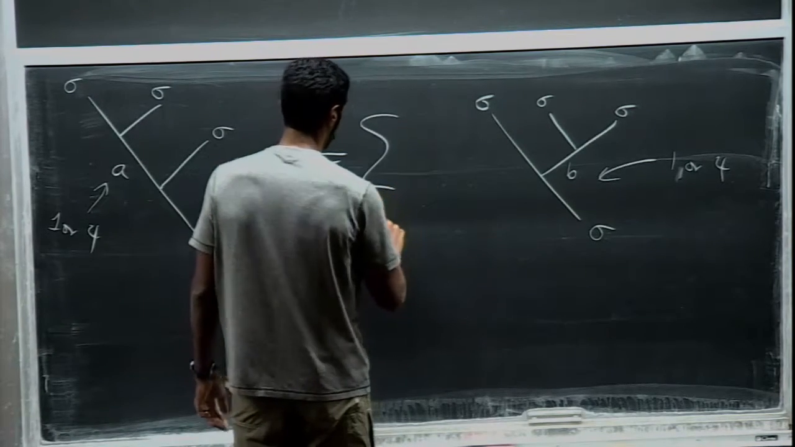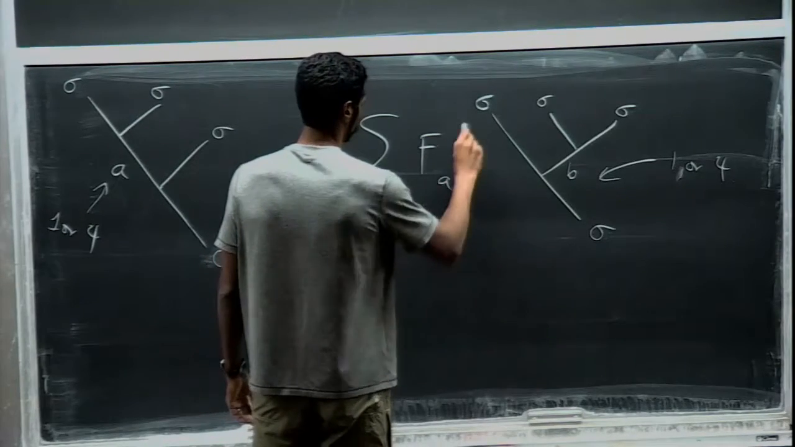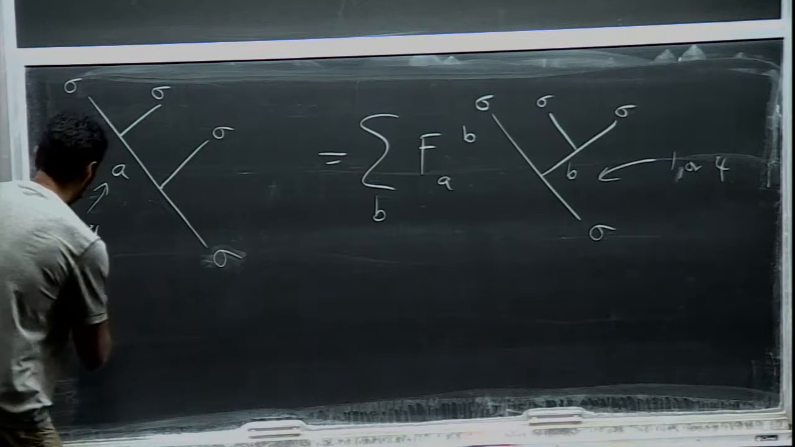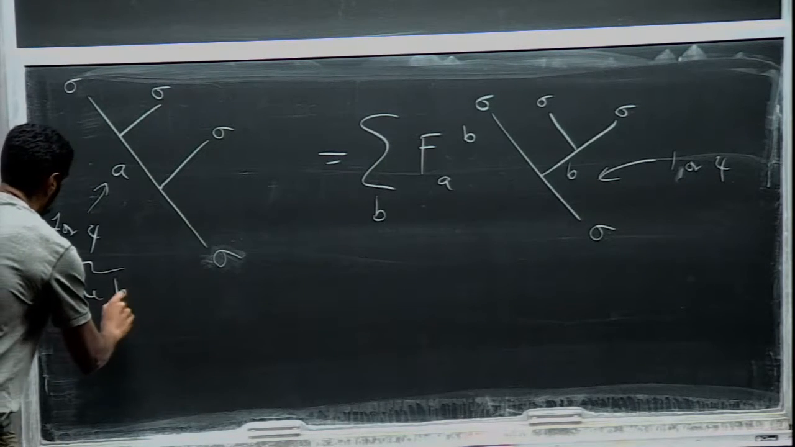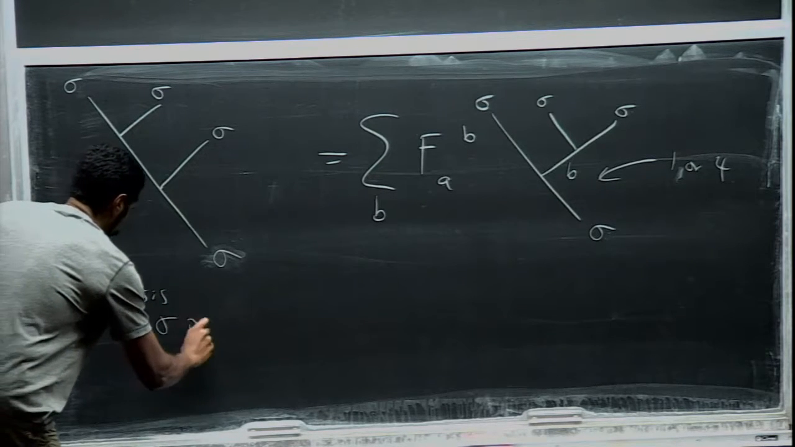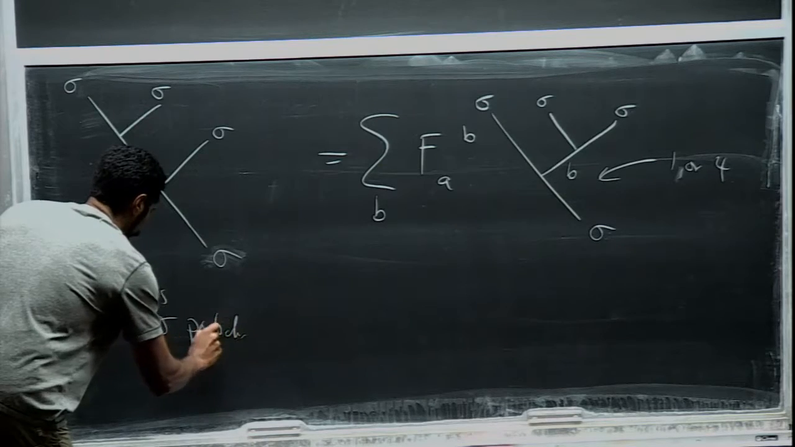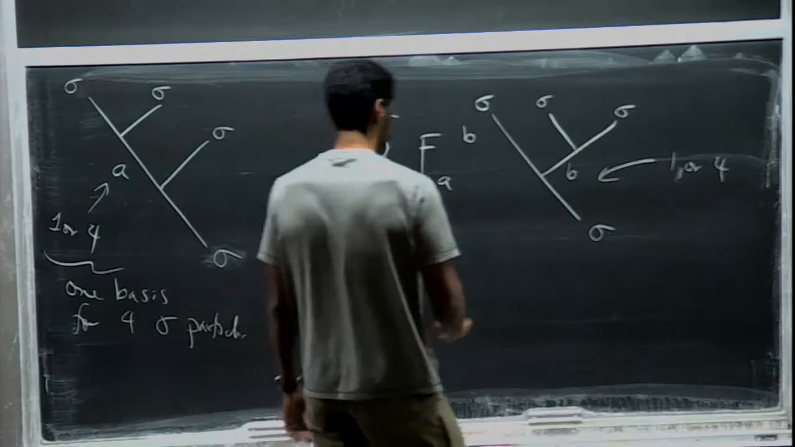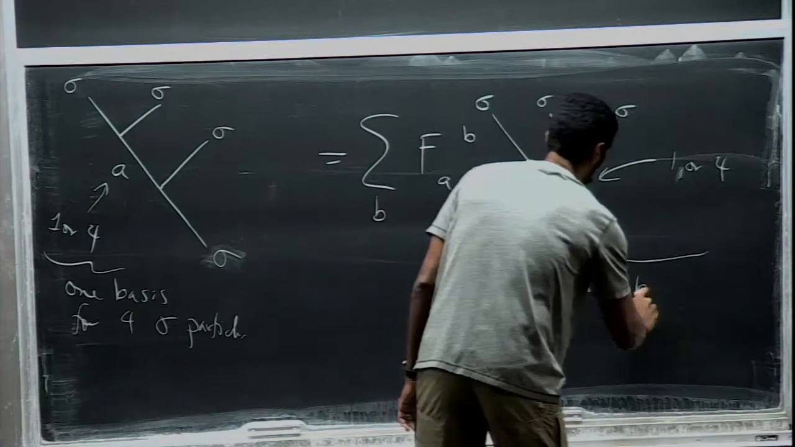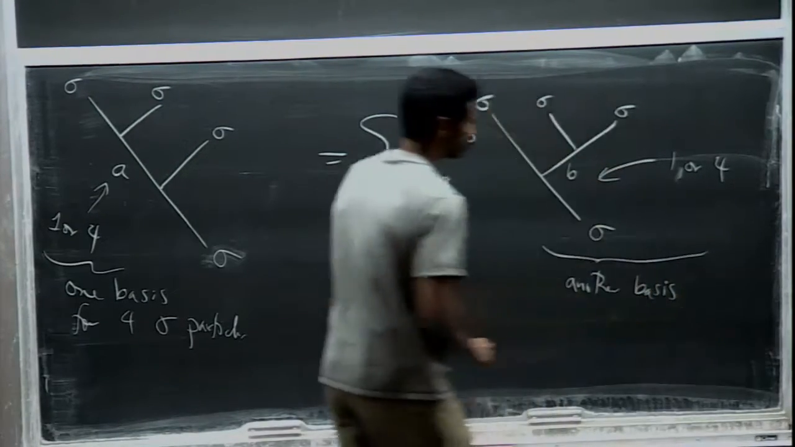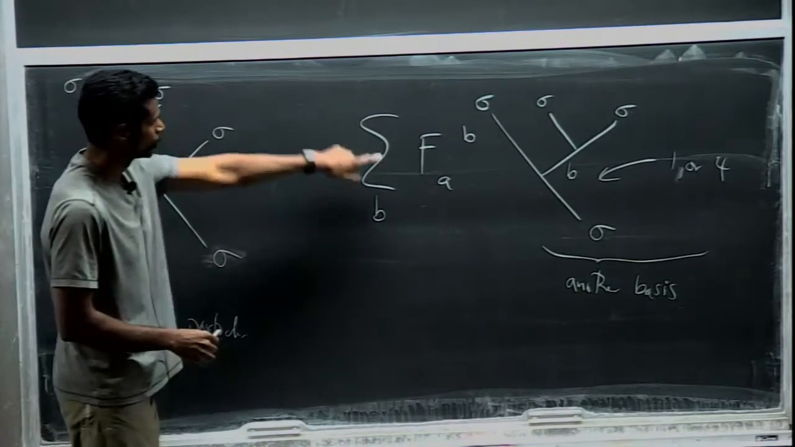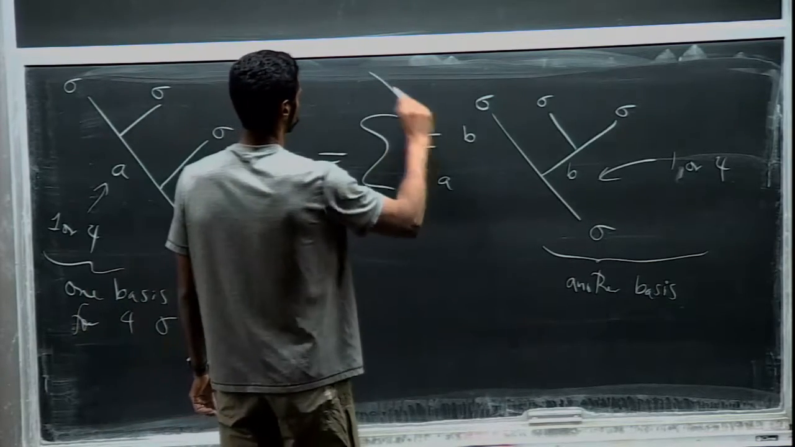So there has to be some basis change. So this is one basis for 4 sigma particles. This is another basis. The basis change is what's called the F symbol or F matrix.